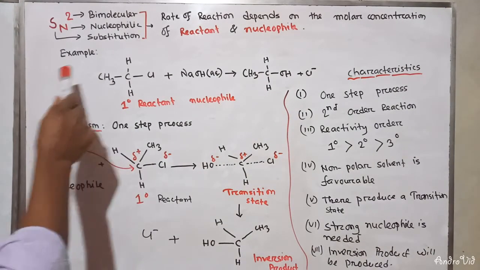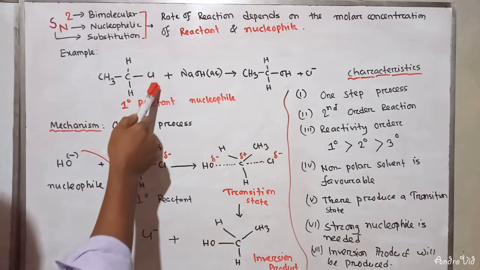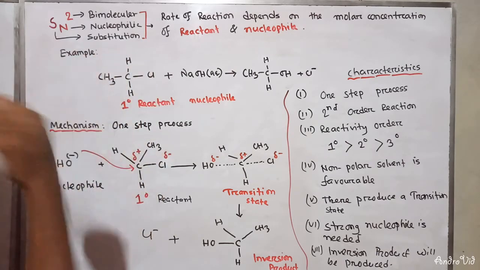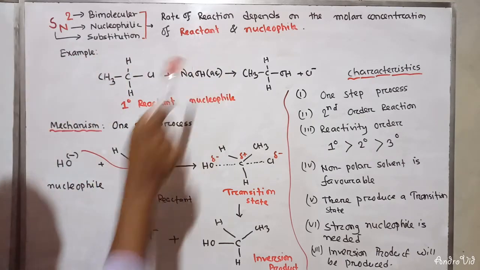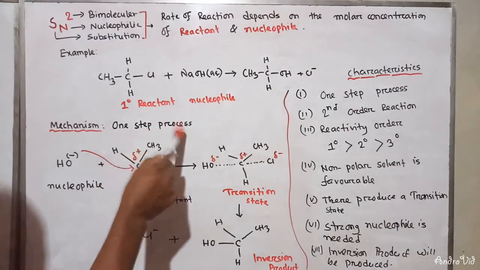Let us consider the example that I have written on the board. If this reaction is to be an SN2 reaction, the rate of reaction should depend on the molar concentration of this reactant as well as the molar concentration of this nucleophile. If this is true, then I can say this reaction is an SN2 reaction. Now I would like to say something about the mechanism of this reaction. You have already seen on the board that the mechanism of SN2 reaction is basically a one-step process.